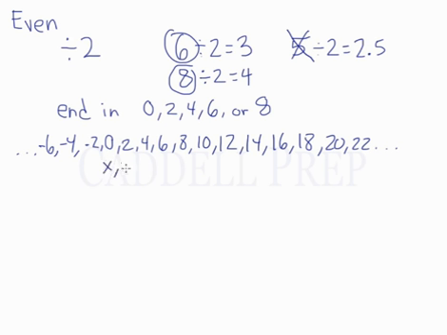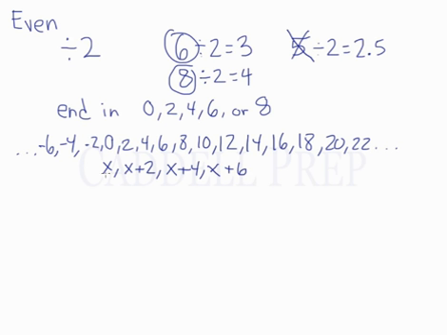Then the next one would be 2 greater than this one. So the next one would be x plus 2. The next number is going to be 2 bigger than this, so it's going to be 4 bigger than the first one. So x plus 4. Then the next one will be 6 bigger than this. x plus 6.